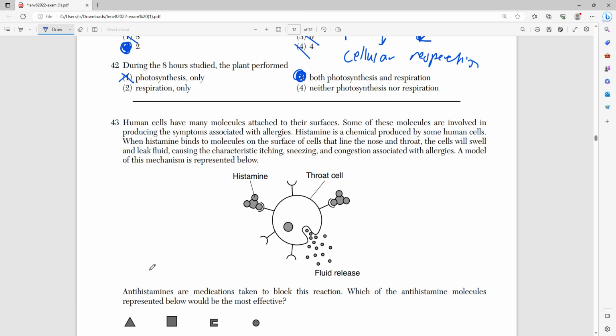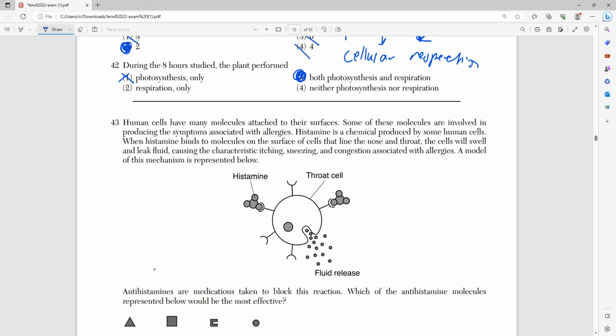It said that human cells have many molecules attached to their surfaces. Some of these molecules are involved in producing symptoms associated with allergies. Histamine is a chemical produced by some human cells. When histamine binds to the molecules on the cell surface that line the nose and throat, the cells will swell and leak fluid, causing the characteristic itching, sneezing, congestion associated with allergies. A model of this mechanism is represented below.